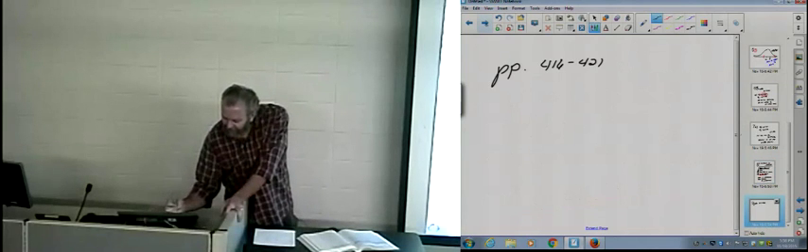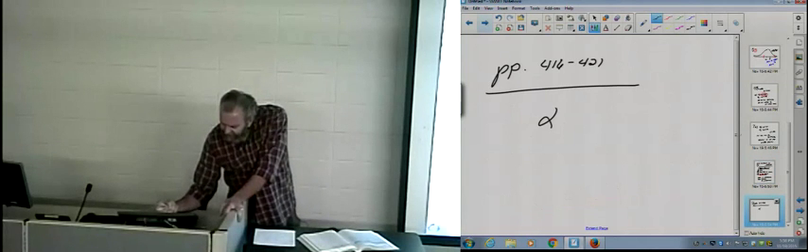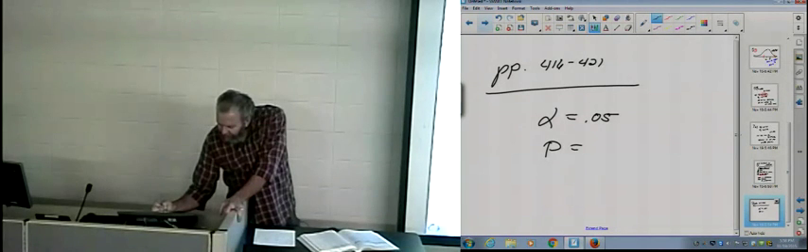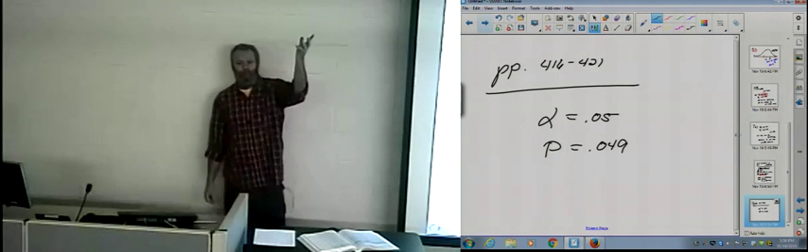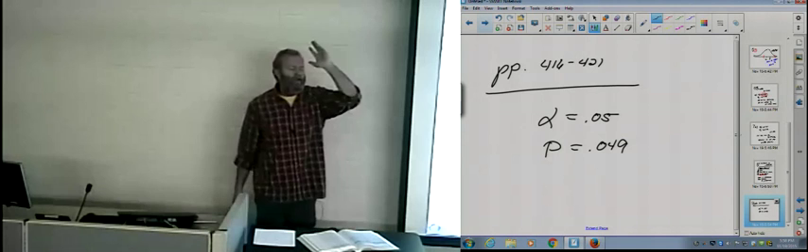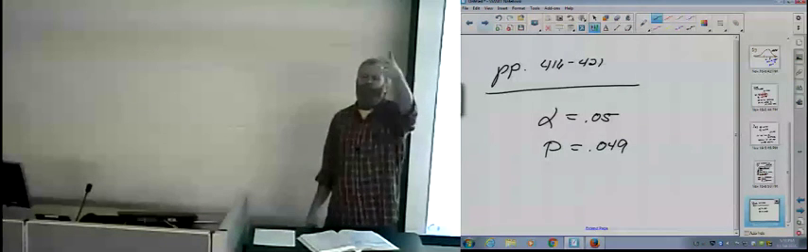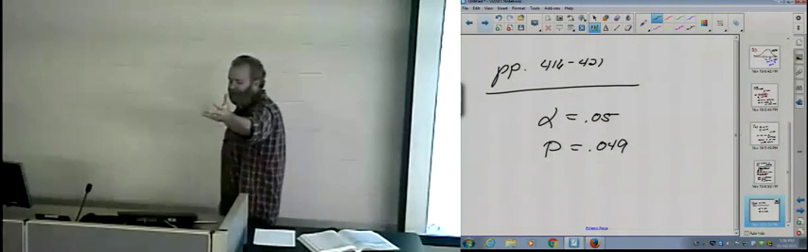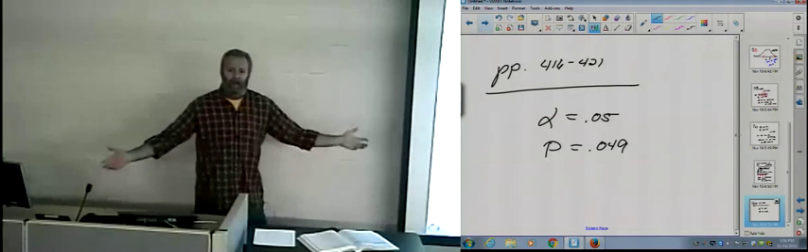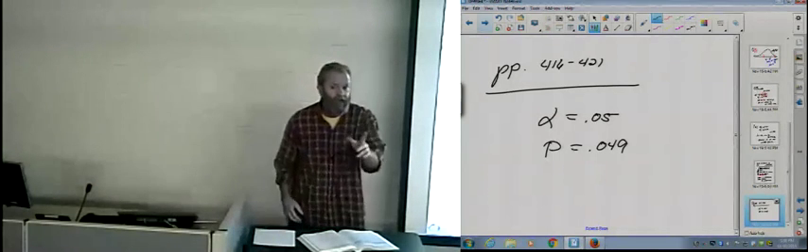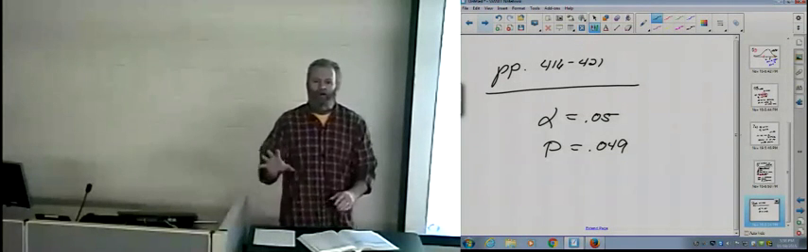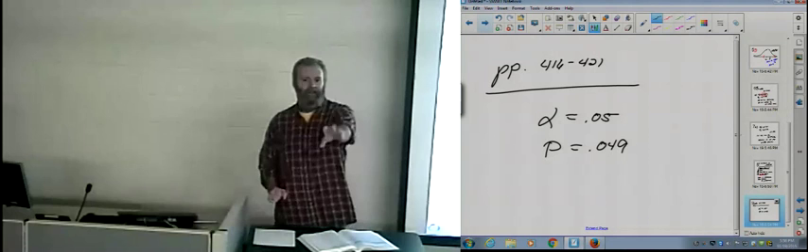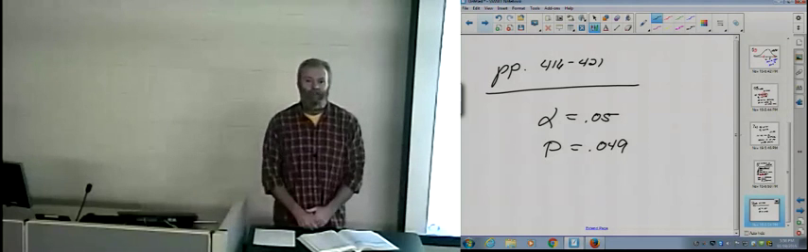I'm thinking about a test of significance. I've got a significance level of 0.05, so I've done a test at significance level 5%. My p-value comes back to be 0.049. What do we do in this class? Your p-value is less than alpha, right? 0.049 is less than 0.05. You reject the null in favor of the alternative, yeah? The data is significant at level alpha equal to 5%, yeah?